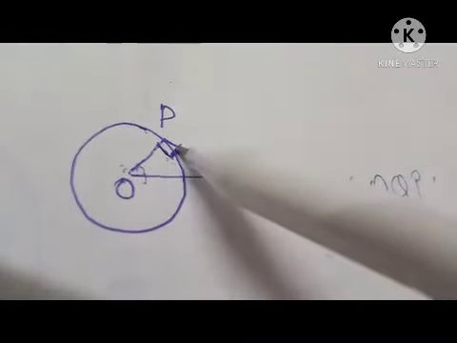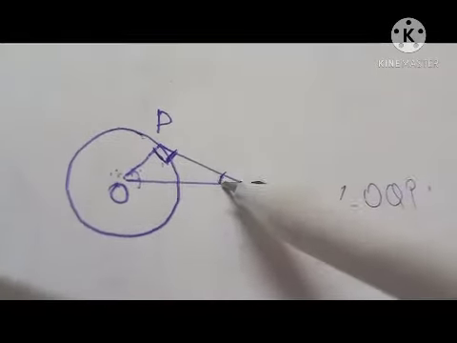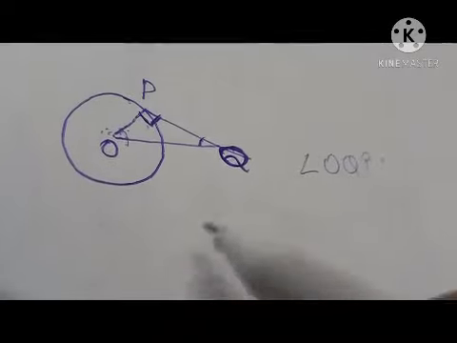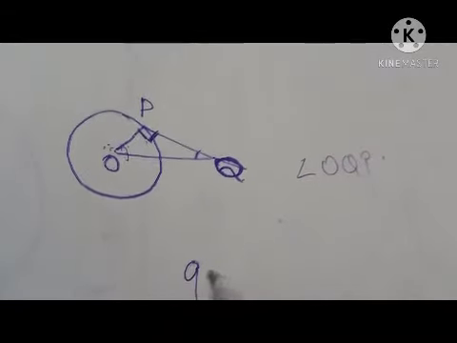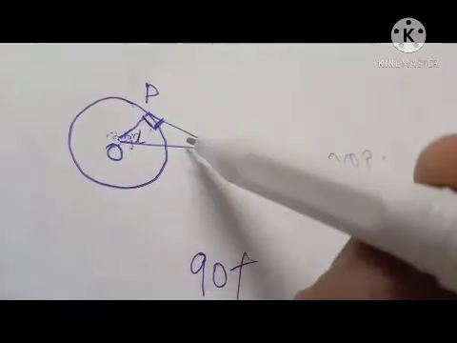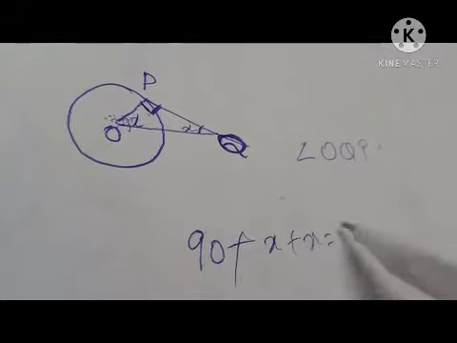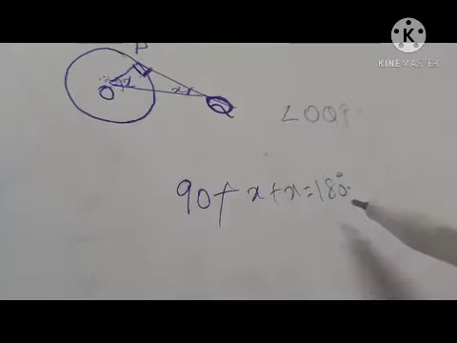This is 90 degrees that we already know. So these two angles should be equal, right? Then we can use the angle sum property of a triangle. That is 90 plus... here, for easy calculation, we can give the variable x. So here also it is x. So 90 plus x equals 180 degrees by the angle sum property of a triangle.